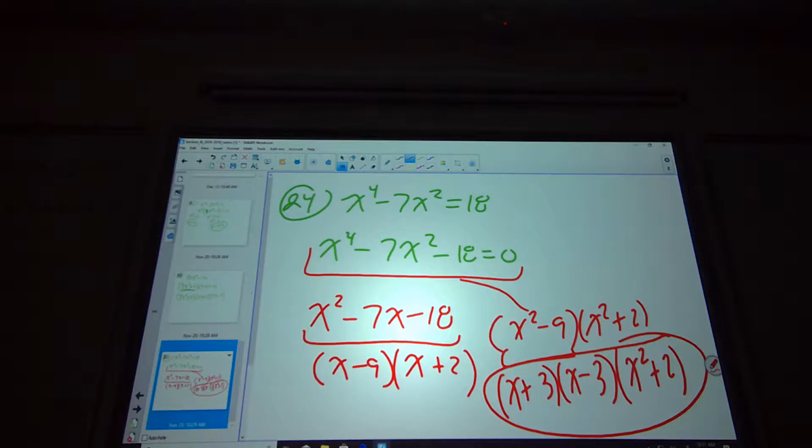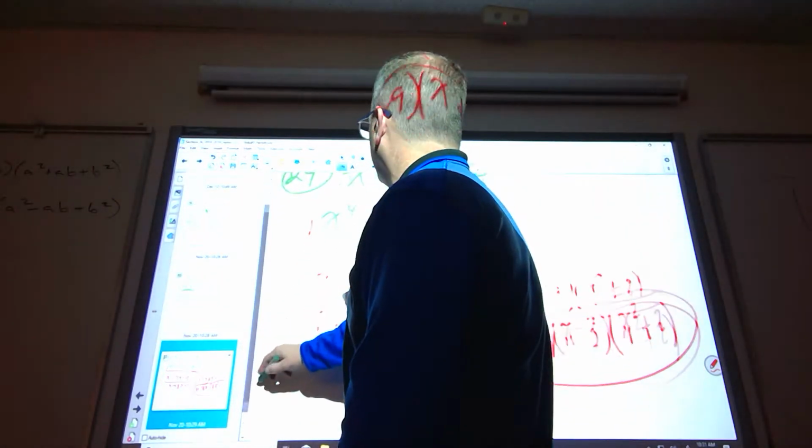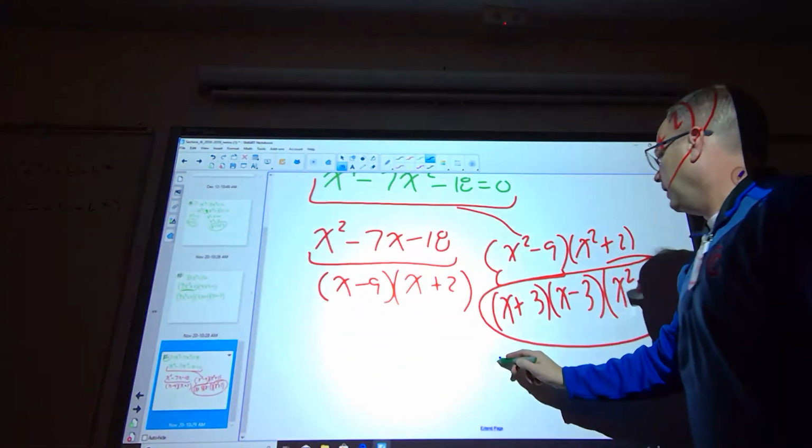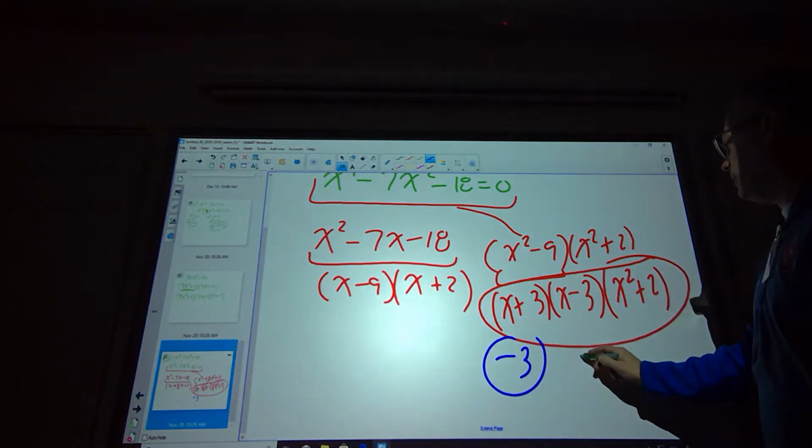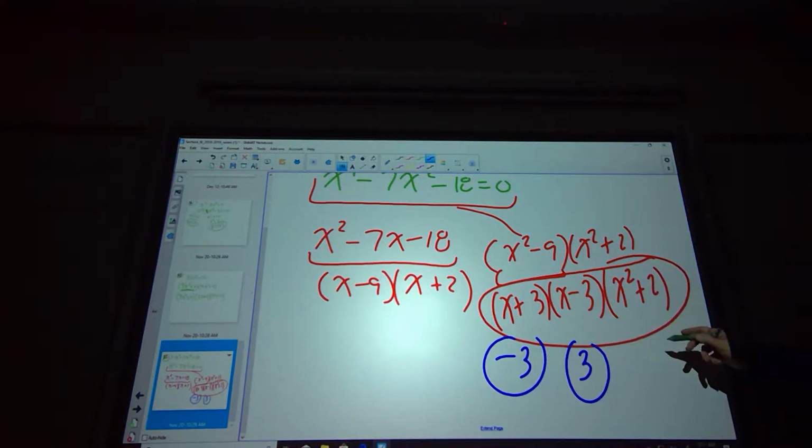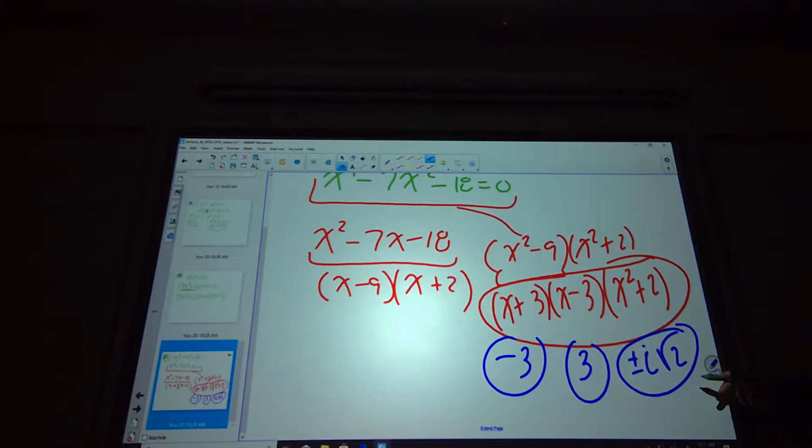So I just wanted to show that it factors the exact same way as if it was just an x squared term, but your answer is x plus 3, x minus 3, x squared plus 2. Oh, and this one we're solving it, right? Okay, so we solve it. I get negative 3 as one solution, positive 3 for another solution, and plus or minus i root 2 for the third solution. So that won't cross the x-axis.